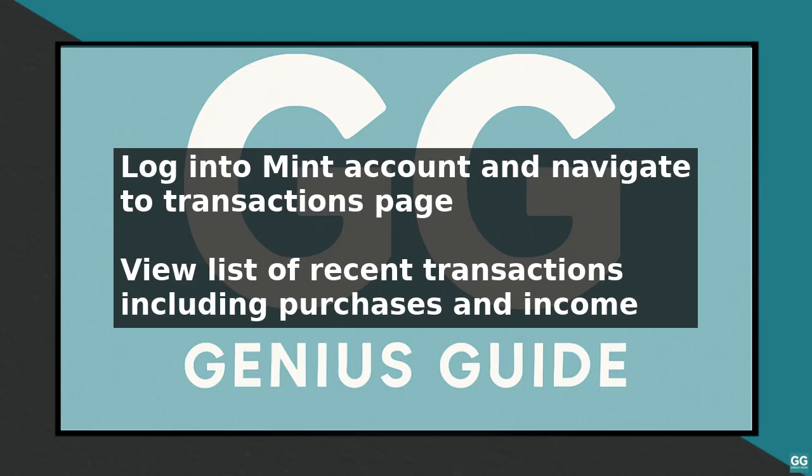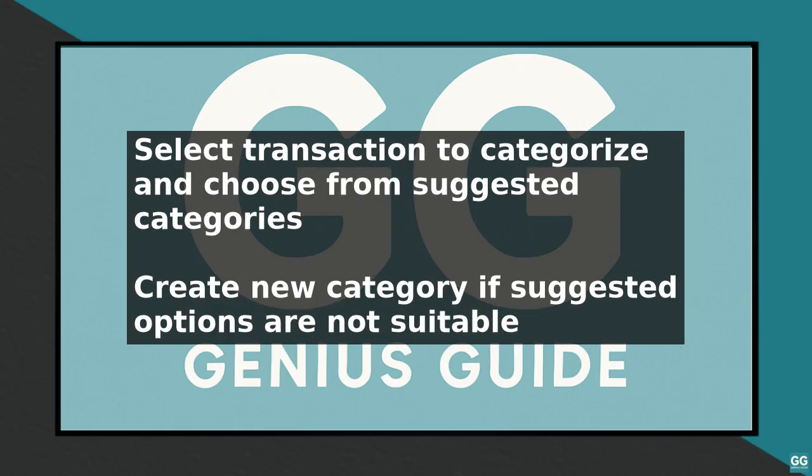Mint will provide you with a list of suggested categories, such as food, transportation, or entertainment. Choose the category that best fits the transaction, or select Create a new category if none of the suggested options are suitable.